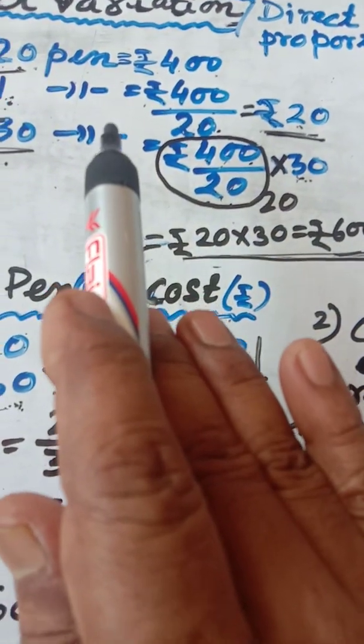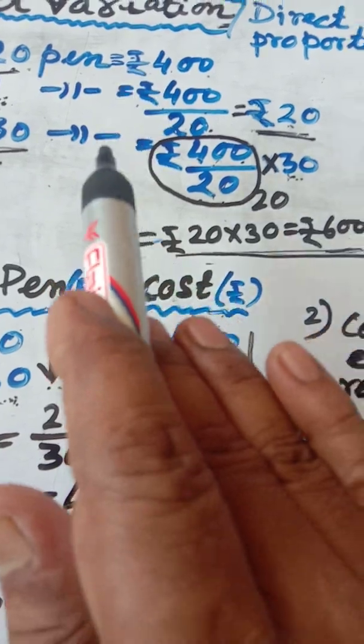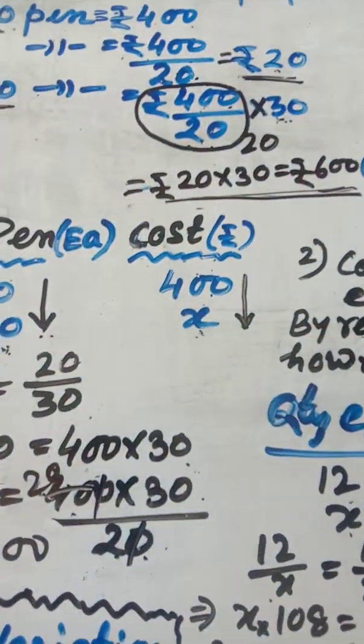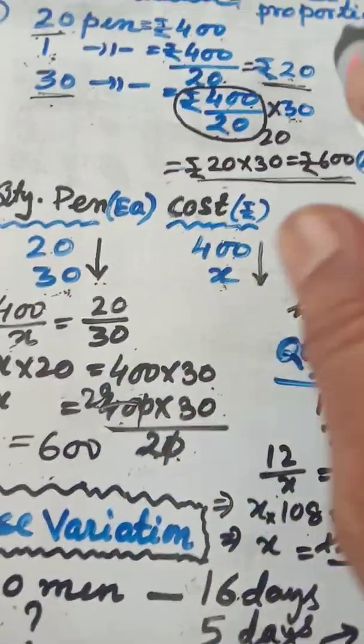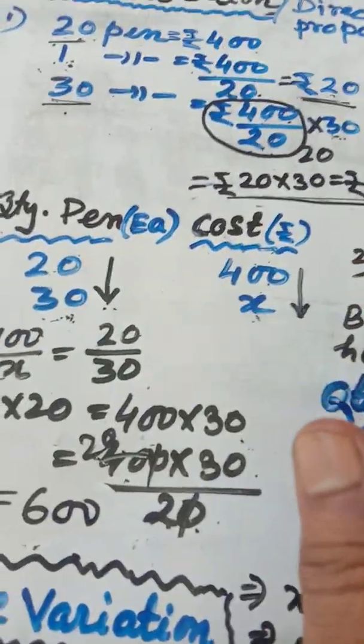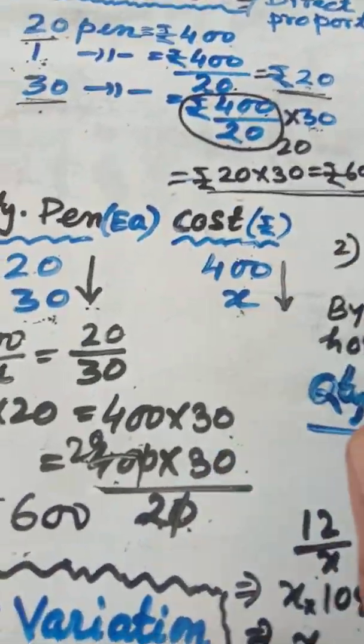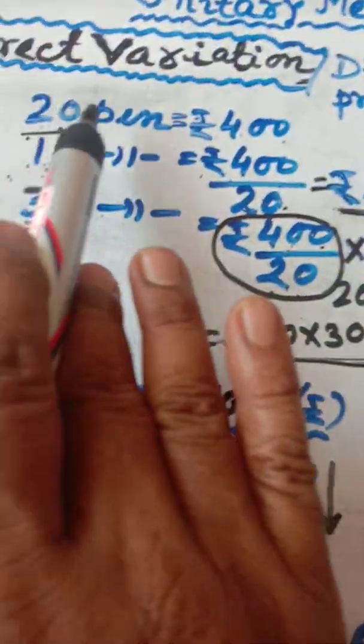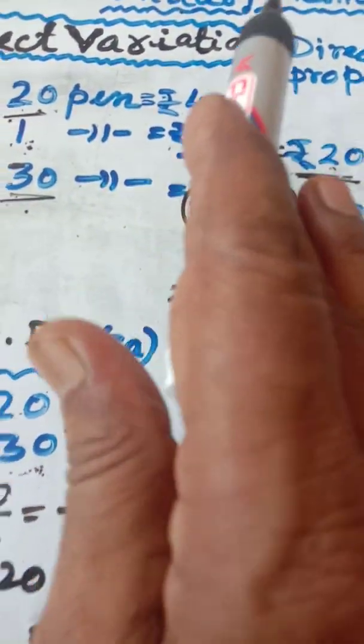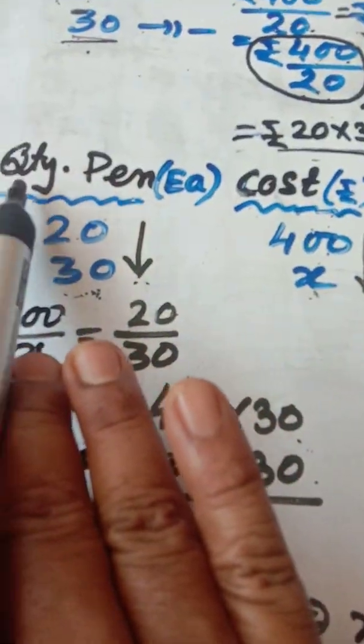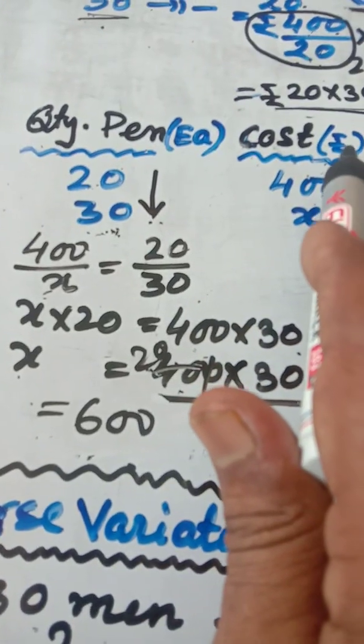First you have to find out the value of 1 by dividing, then multiply to the required quantity. That is the orthodox process, the common procedure. Let us learn a different procedure. See, there are two things, quantity of pen and cost. You have made two columns, quantity of pen and cost.